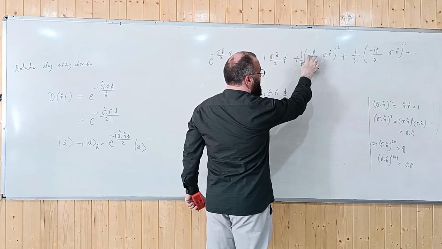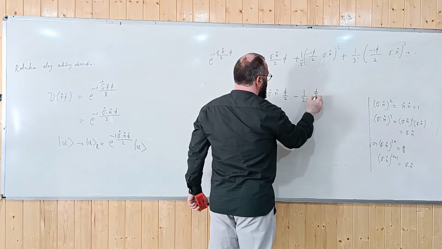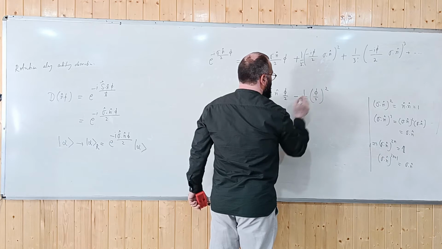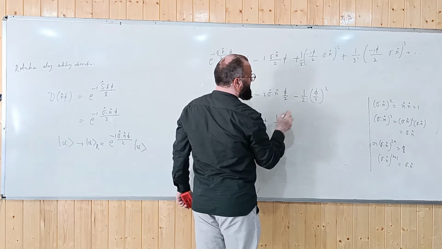So what does it give you? Minus I square is minus. So you will be getting 1 by 2 factorial. So it is phi by 2 square. Clear? So then you are having plus. Okay. So let's write 1 by 3 factorial. What is minus I cube?